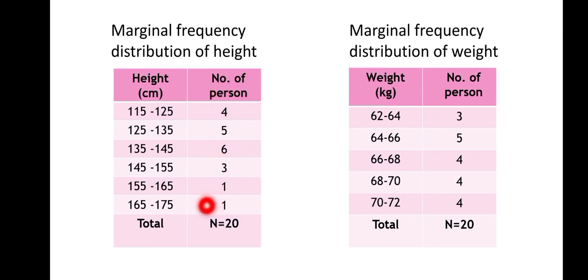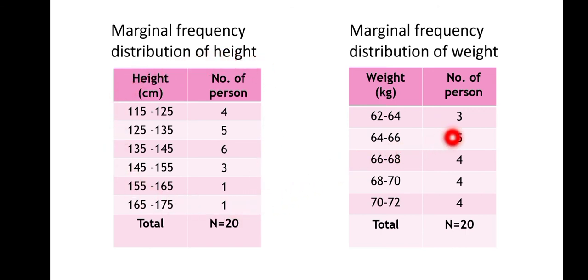In the previous table, that is in the bivariate distribution table, we got the frequencies of heights, which we are writing here: 4, 5, 6, 3, 1 and 1. So the total n is equal to 20. This is the marginal frequency distribution of height.